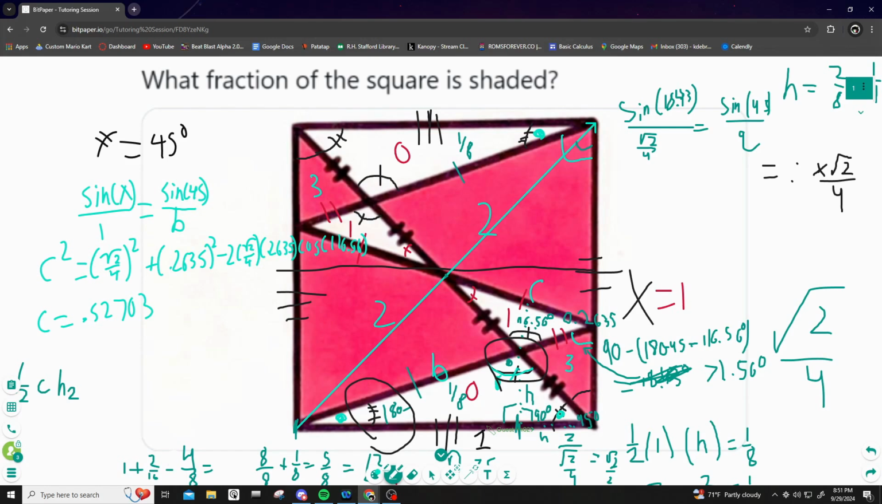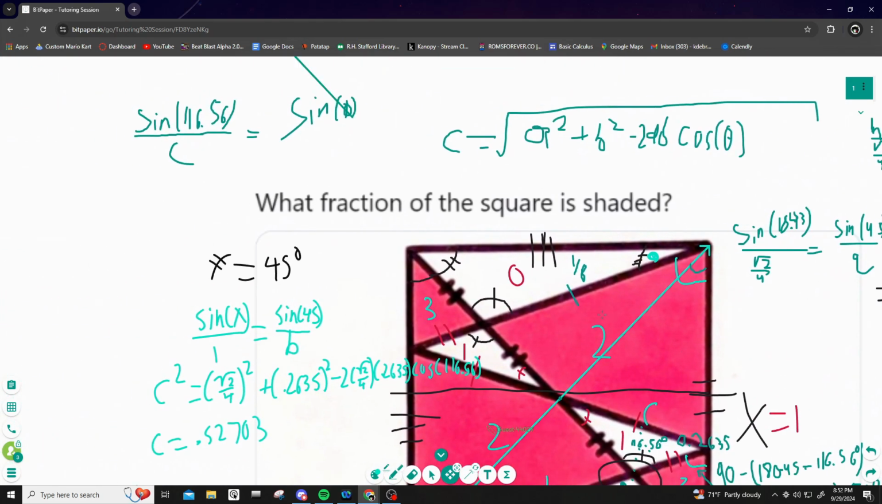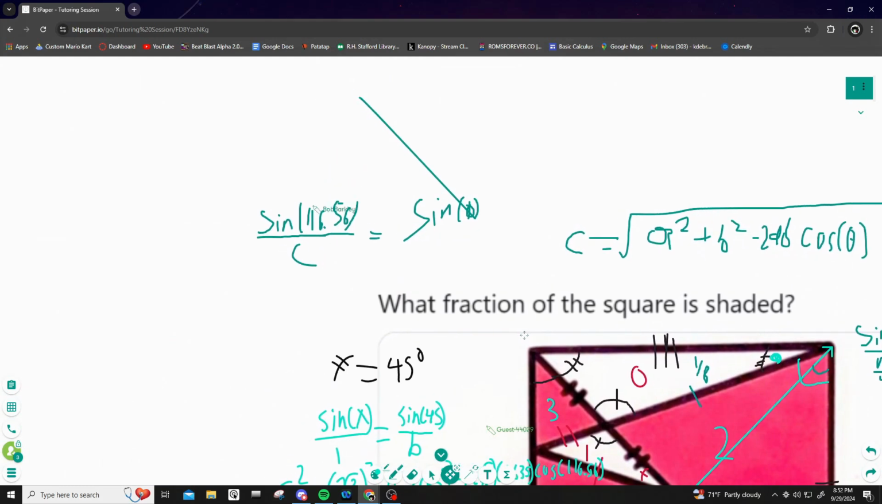Well, I mean, we have all of the lengths, right? So we could. Yep, then use law of sines. So we have this over c is equal to sine of the unknown angle that we want, phi, divided by one of those side lengths. Let's say it's root 2.